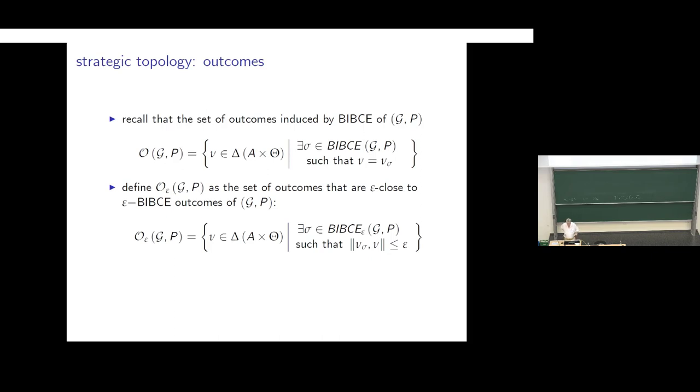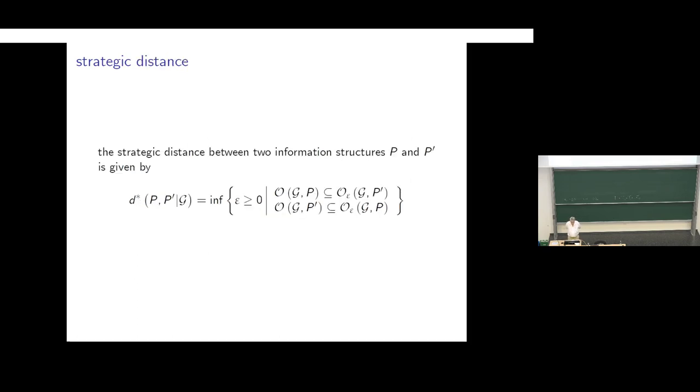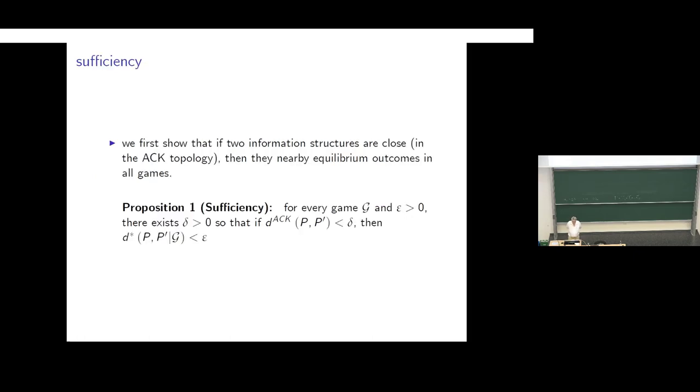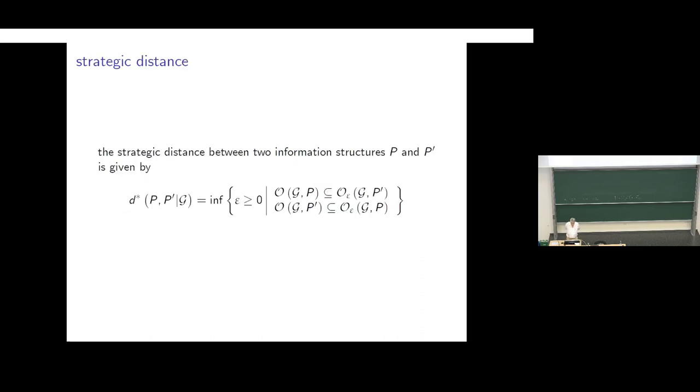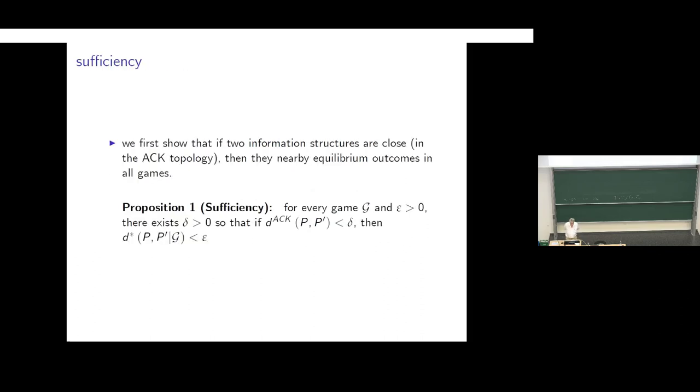So this set O epsilon approximates the set of BIBCE outcomes in an appropriate way. Okay, so we'll say that the strategic distance between two information structures is given by the smallest epsilon such that the set of outcomes under one information structure is a subset of this epsilon expansion of the set of outcomes of the other information structure for the same game, and vice versa. Okay? So with that notion of strategic distance, I can define the continuity properties that I'm interested in.